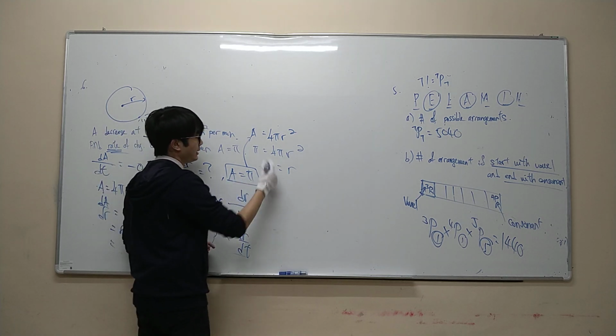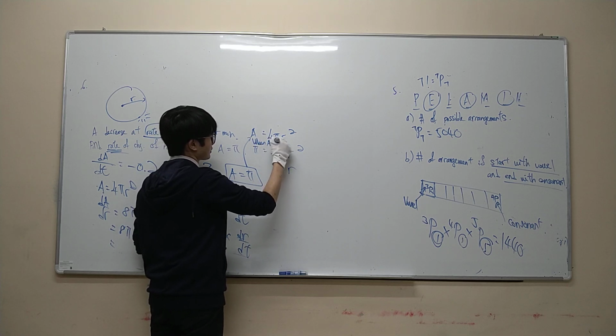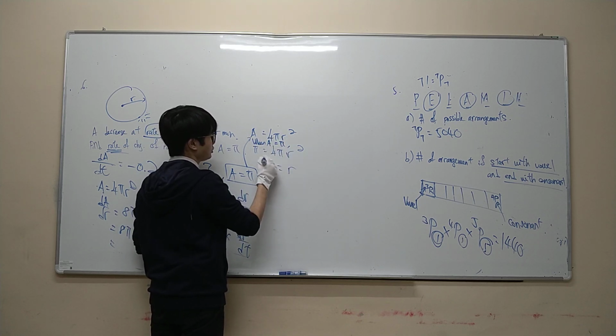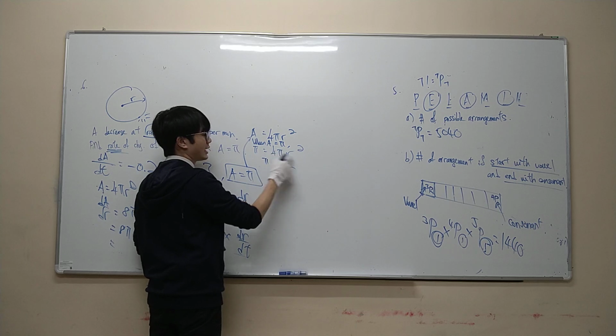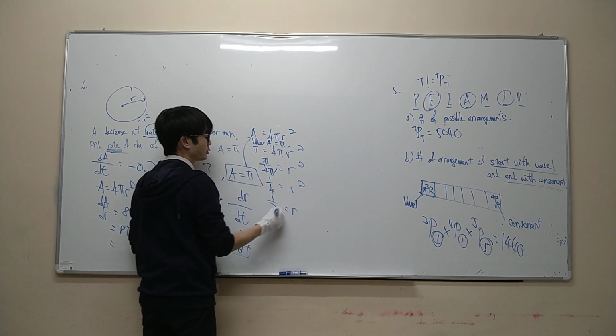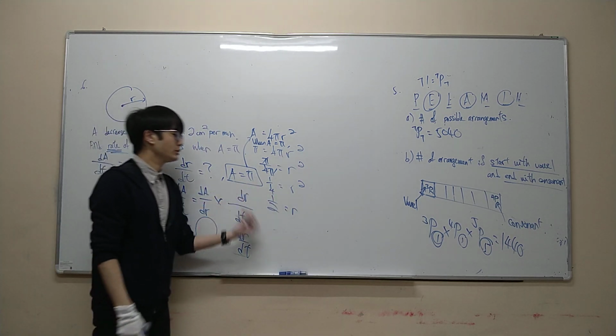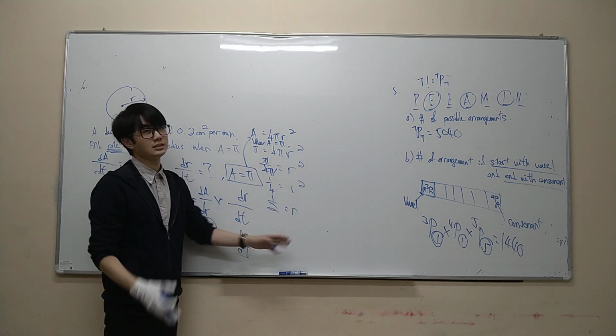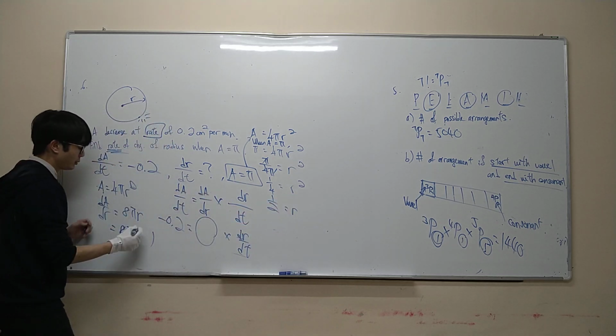When a equals to pi, it will be r squared equals to pi darab dari bahagi, so bahagi 4 pi. Potong-potong. So it will be r squared equals to 1 over 4. So it will be r equals to 1 over 2. Okay, usually square root there is positive and negative, but radius mana ada negative. So it should be 1 over 2.